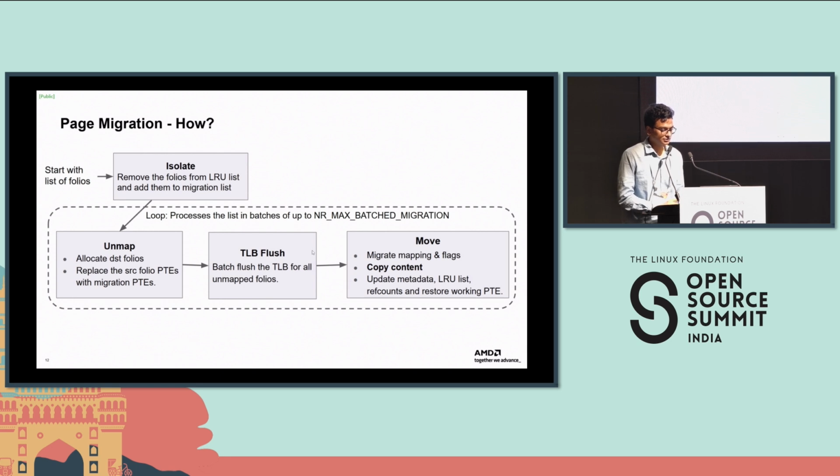Then we come to the third stage, the move stage, where we migrate mappings and flags, and then copy content, and then update metadata, LRU list, ref counts, and restore working PTEs. So this all happens in the move stage. It all happens serially, one by one. So this is the bottleneck we are trying to solve. And then cleanup, where we address any error handling or any page that was not migrated. So we fix that.